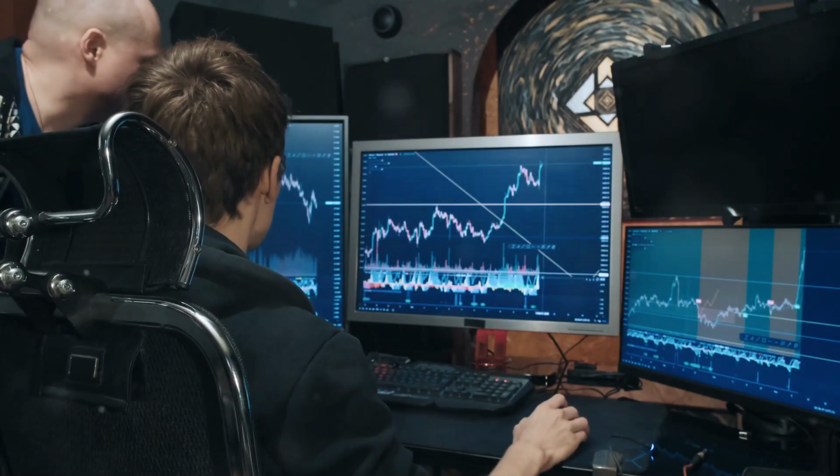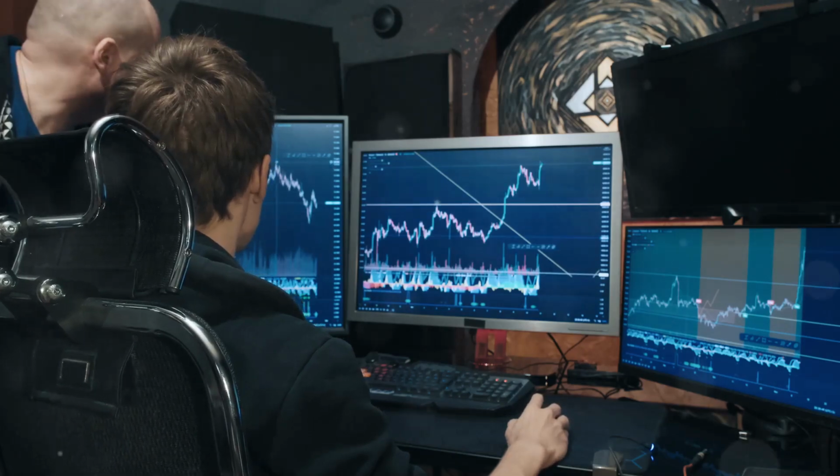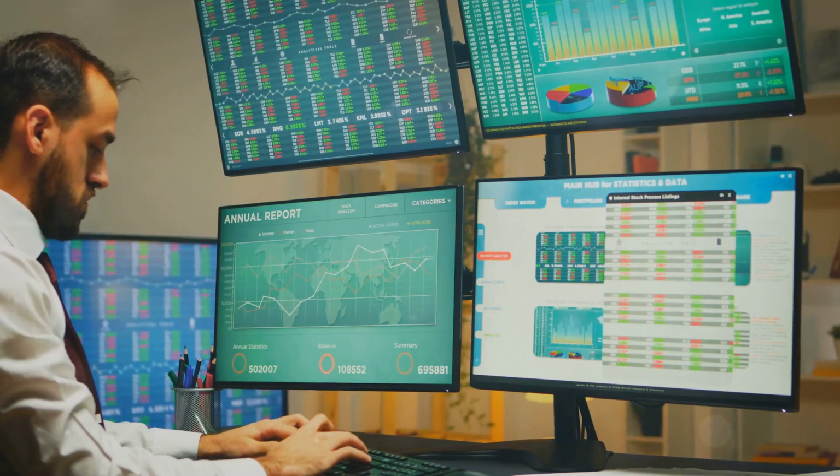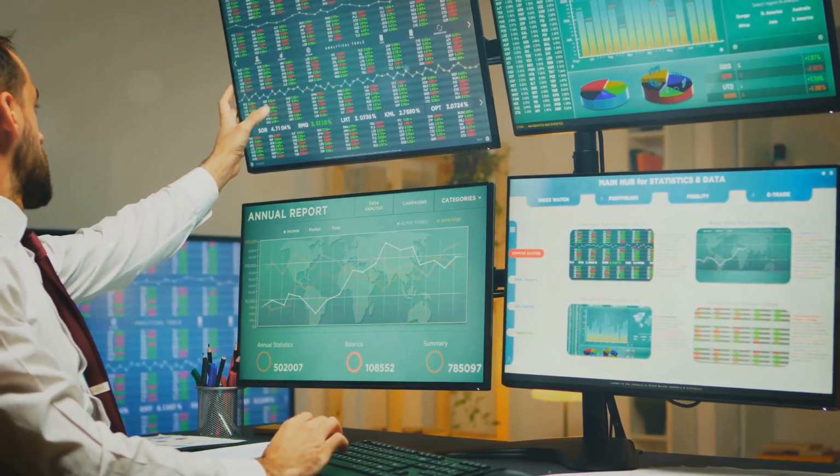First things first, let's define what options and futures are. Options and futures are financial derivatives that derive their value from an underlying asset, such as stocks, commodities, or indices. They are popular among traders for hedging risks and speculating on price movements.